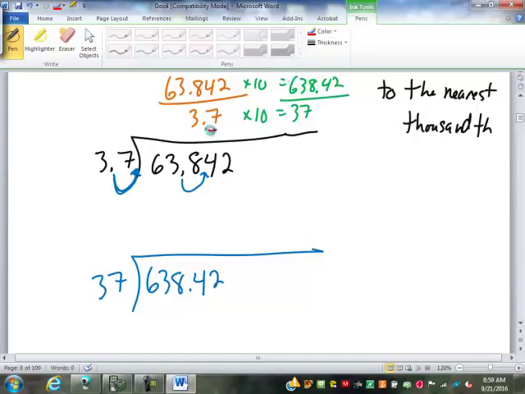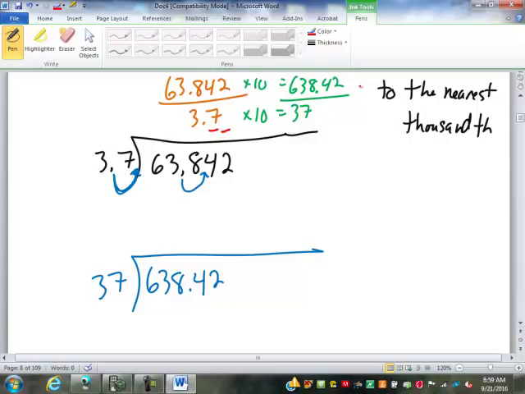If there were two decimal places, what would I have multiplied by? 100 would get rid of two decimal places. Three decimal places, it would be 1,000, and so on. So because of that fraction notation for division, I'm able to do that, to multiply by the same number in each, or move the decimal point in each number.